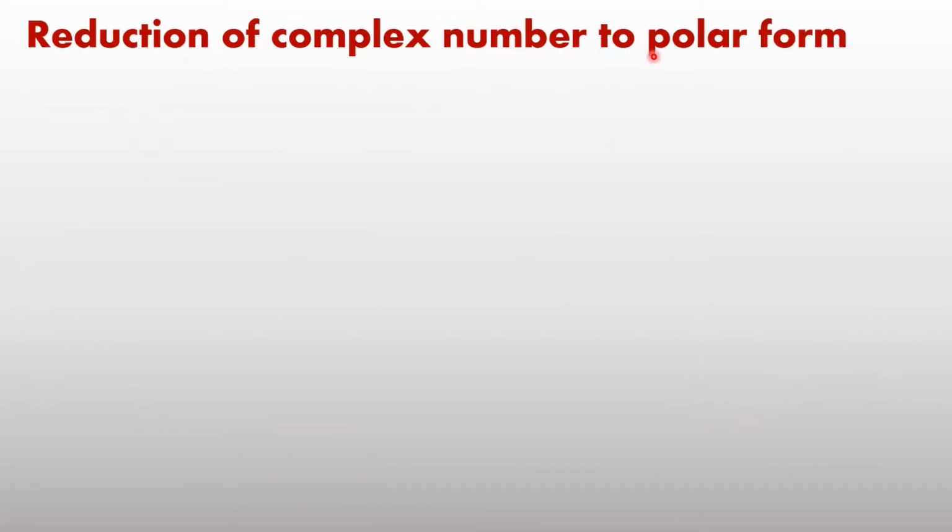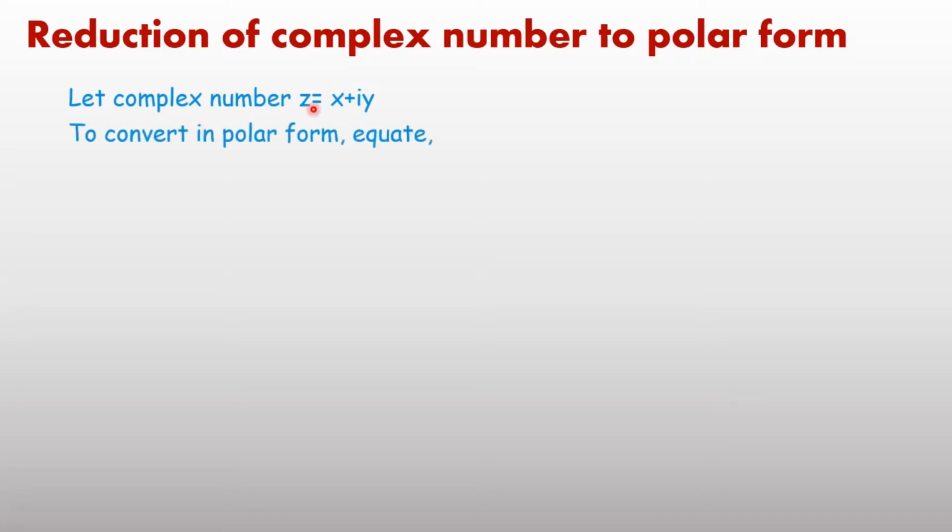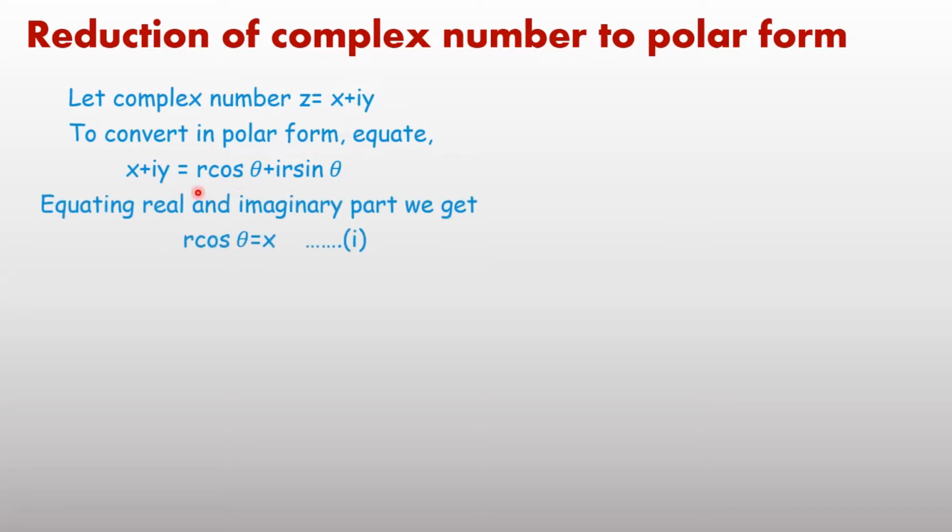Reduction of a complex number to polar form. Now our objective is to convert a complex number into polar form. If we take the complex number z equal to x plus iy, we have to convert it into polar form. Write x plus iy as r cos theta plus ir sin theta. Equate the real and imaginary parts, and you will get r cos theta equals x and r sin theta equals y.